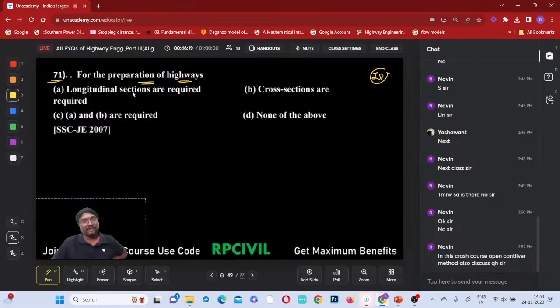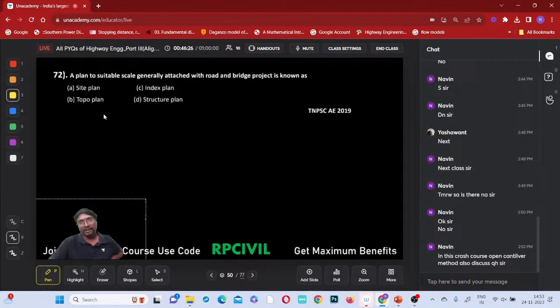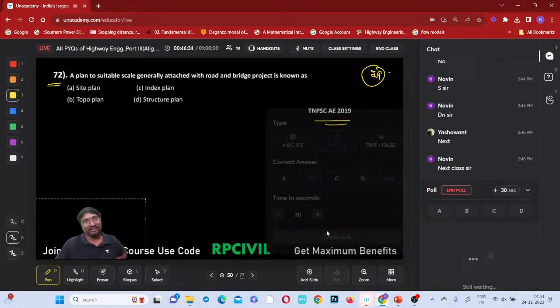For the preparation of this highway, longitudinal sections are required, cross sections are required. Both A and B are required, right? Now this is your 29th question. Today also we are doing 29 questions. Very good, so select the answer.